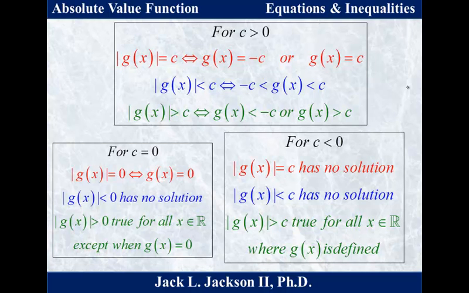For a negative constant, absolute value of g of x equals c has no solution, because the absolute value will never be negative. And the absolute value will never be less than a negative, because that makes it negative again. So no solution there. And absolute value of g of x greater than c is true for all real numbers, at least as long as g of x is defined. So just use a little common sense on these last two when you have a negative on the side there. When you're solving these, get the absolute value by itself. Don't worry about what's inside yet. Get the absolute value by itself, and then this will tell you how to go about solving them.